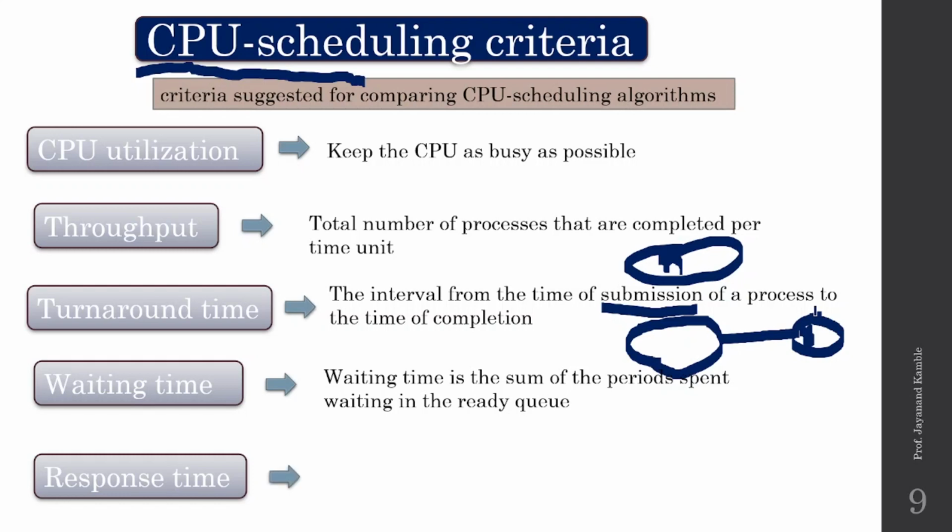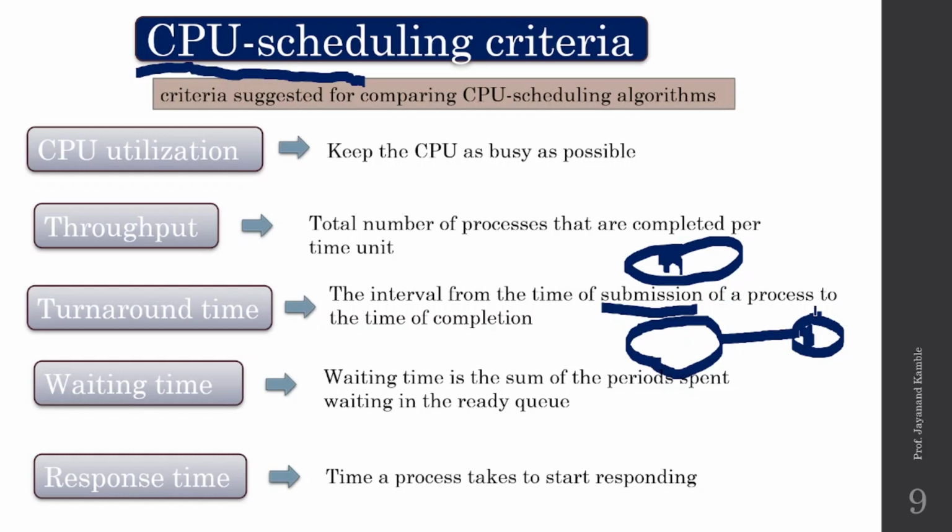And the last CPU scheduling criteria is the response time. What is response time? The time that a process takes to start responding, that is called response time. It is not just when the process starts giving the output, it is when the process starts responding, that is nothing but the response time.